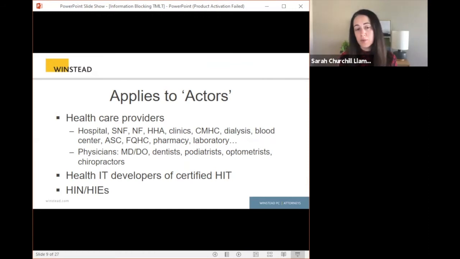And then health IT developers of certified health IT, and then health information networks and health information exchanges. And health information networks are basically anytime you have two unaffiliated providers who have set up a system so that they can share data. So it's two or more. And then health information exchanges tend to be like more community-wide data repositories or exchanges.